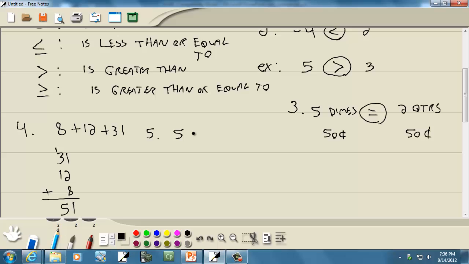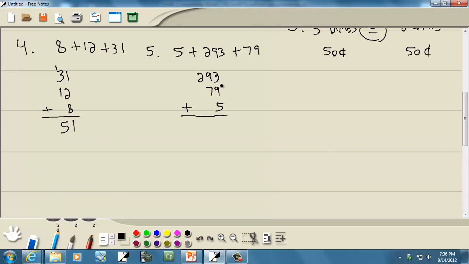Let's see. We got 5 plus 293 plus 79. Now usually the one with the most digits I put up on top. So I put 293 first, then 79 has 2 digits, so I put that next. Notice how I'm lining up the rightmost digits. And then 5 down here. You don't have to do that, but I think it works out pretty good if you do it that way.